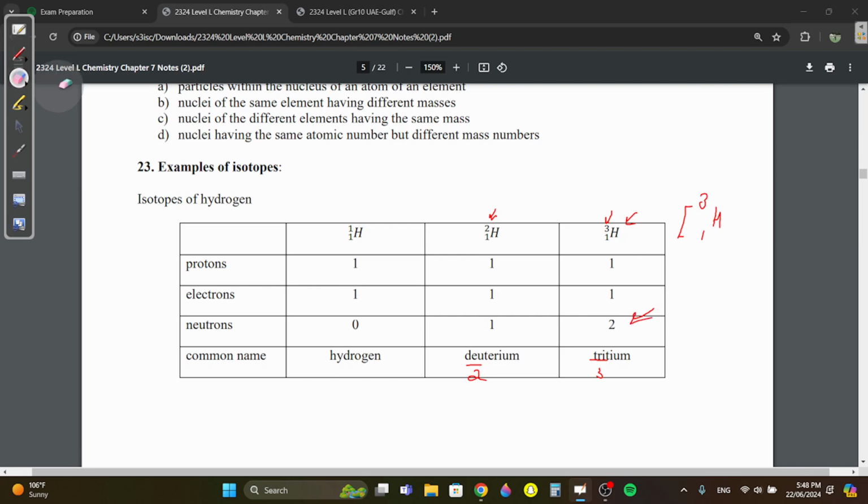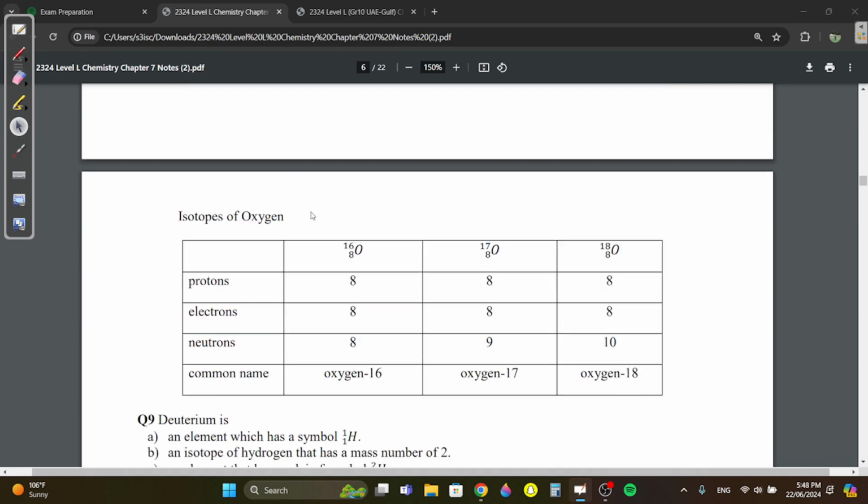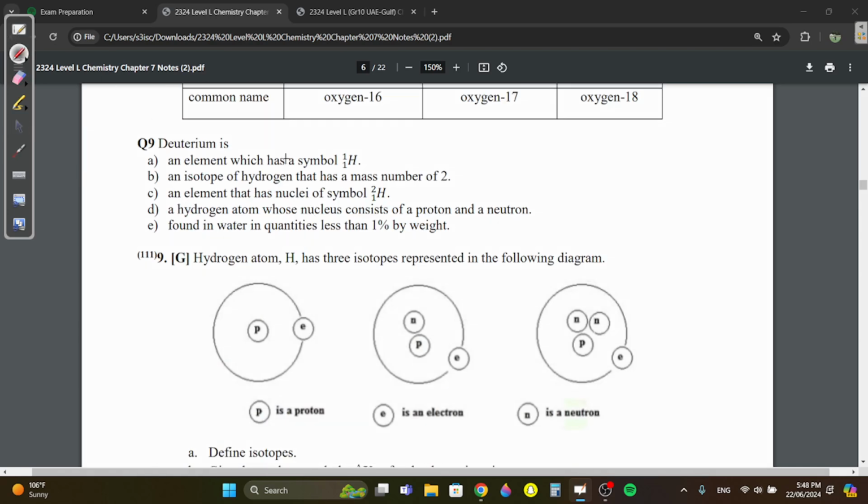Then they ask about deuterium. Deuterium is an element which has a symbol of 1,1H. No, because deuterium has a mass of 2, right? It's an isotope of hydrogen that has a mass of 2, yes. It's an element that has a nuclei of this symbol, yes. A hydrogen atom whose nucleus consists of a proton and a neutron, yes. Found in water in quantities less than 1. Okay, I don't know. Is it?